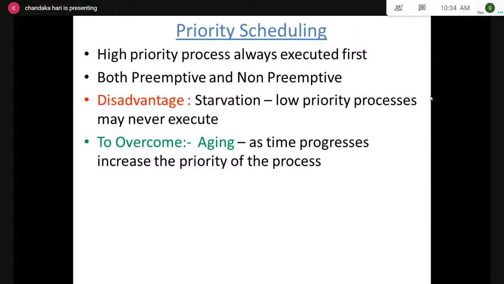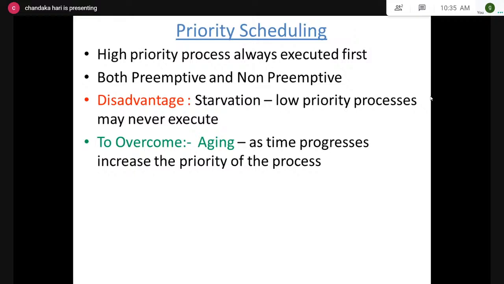Before going to the detailed discussion about the disadvantage, first of all, a preemptive priority scheduling algorithm will preempt the CPU if the priority of a newly arrived process is higher than the priority of the current running process. Whereas a non-preemptive priority scheduling algorithm will simply put the new process at the end of the ready queue.